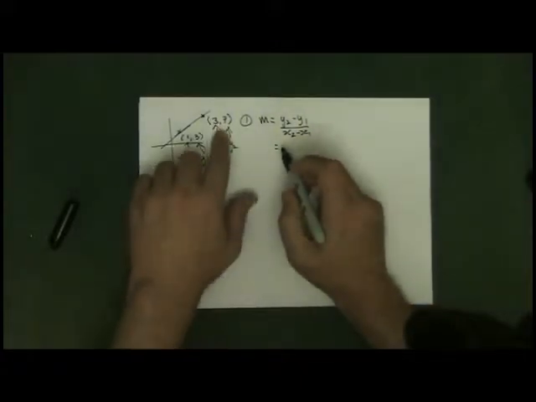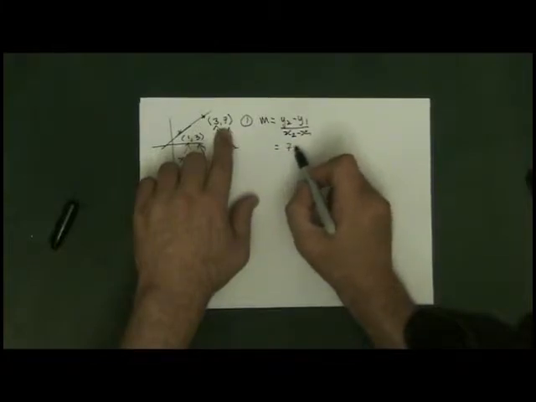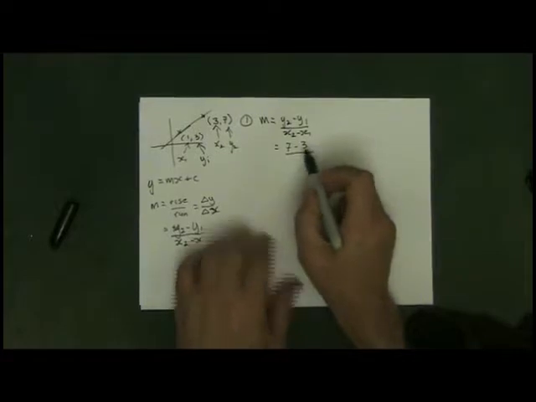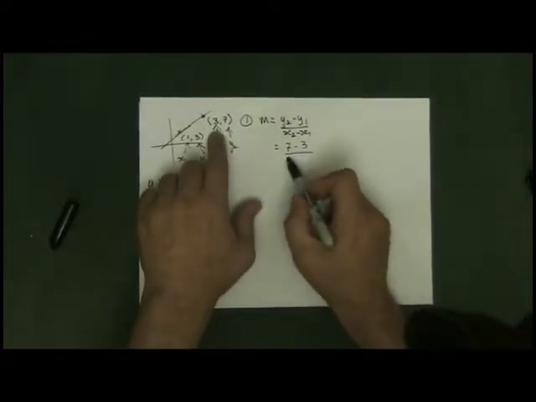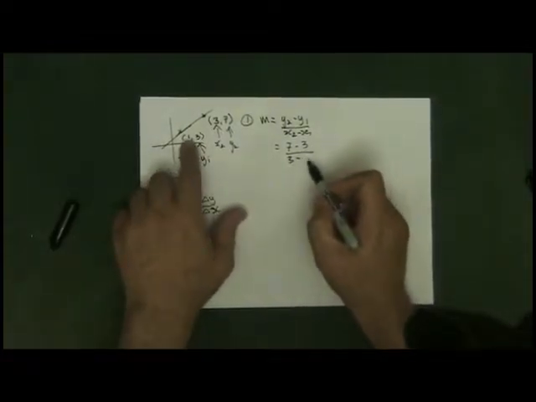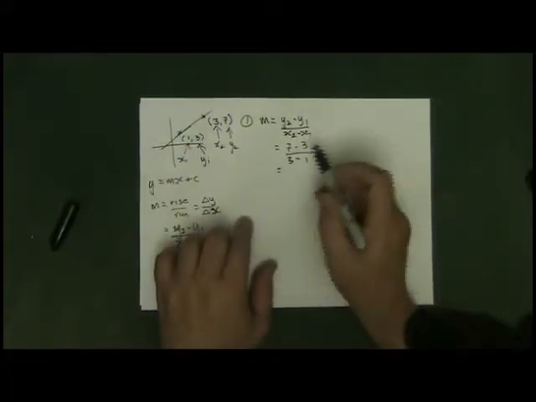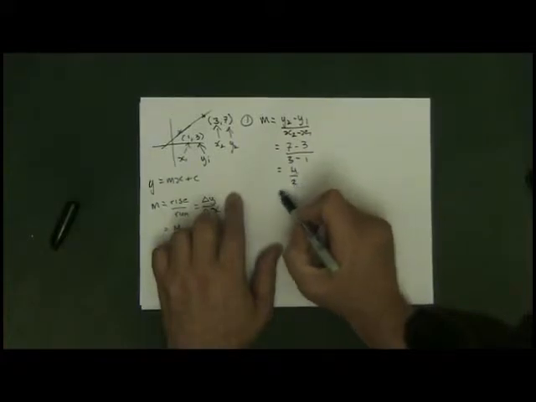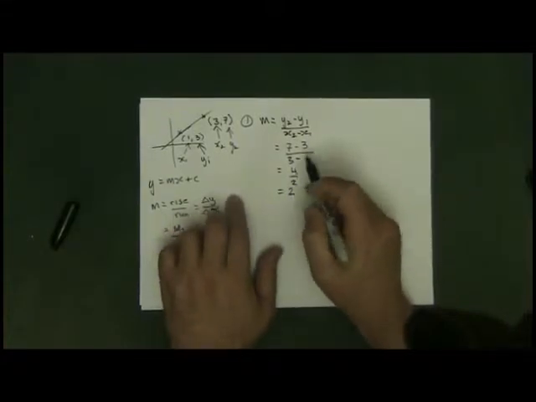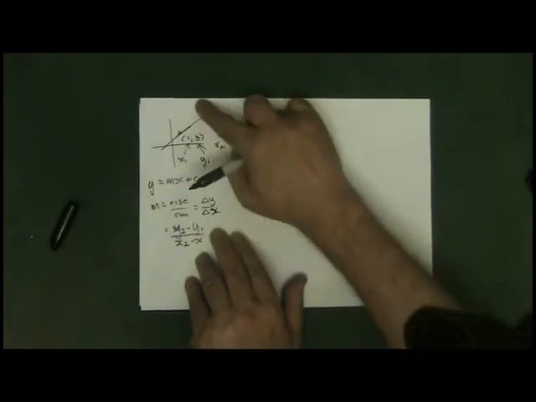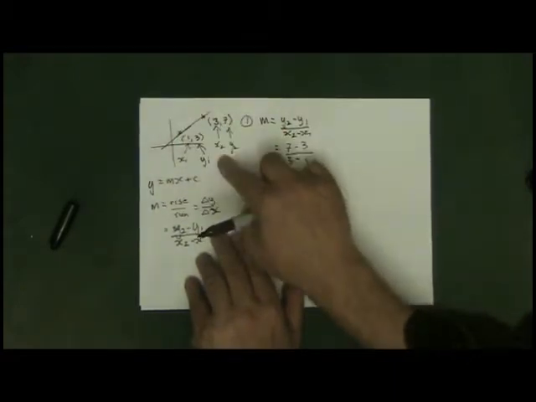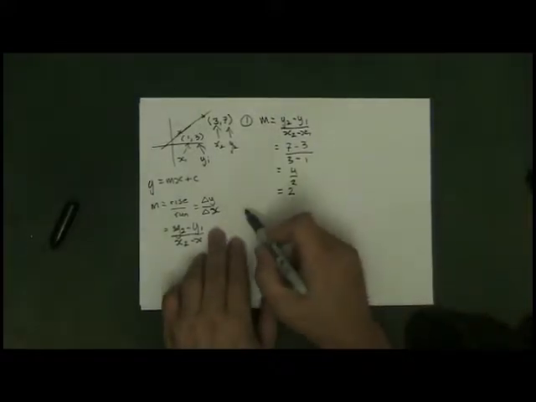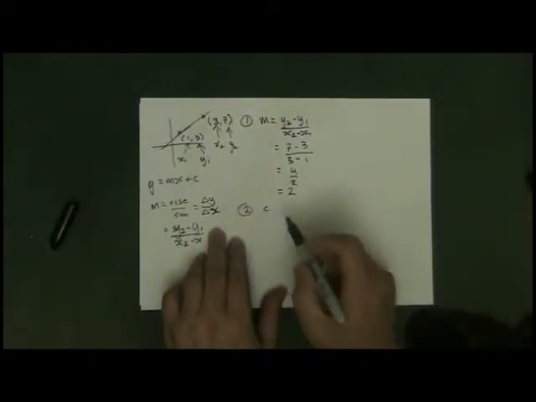So in this case we look at y2, so it's 7 minus 3, because that's y1. Then we go x2, 3 minus 1, and that's going to be equal to 4 divided by 2, which is equal to 2. Remember, a positive slope goes up, a negative slope goes down. So the next thing we want to do, step 2, is work out what c is.